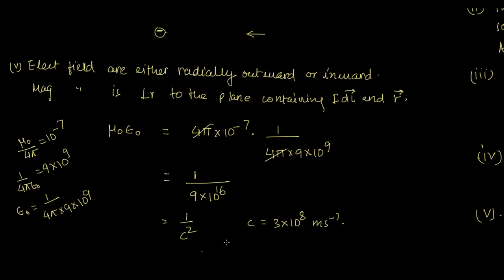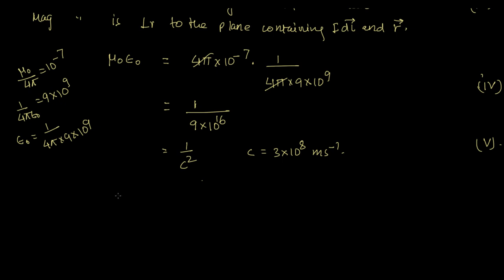So that's how optics and electricity and magnetism came together into one. So we can say that 1 upon root over mu naught epsilon naught is equal to c.